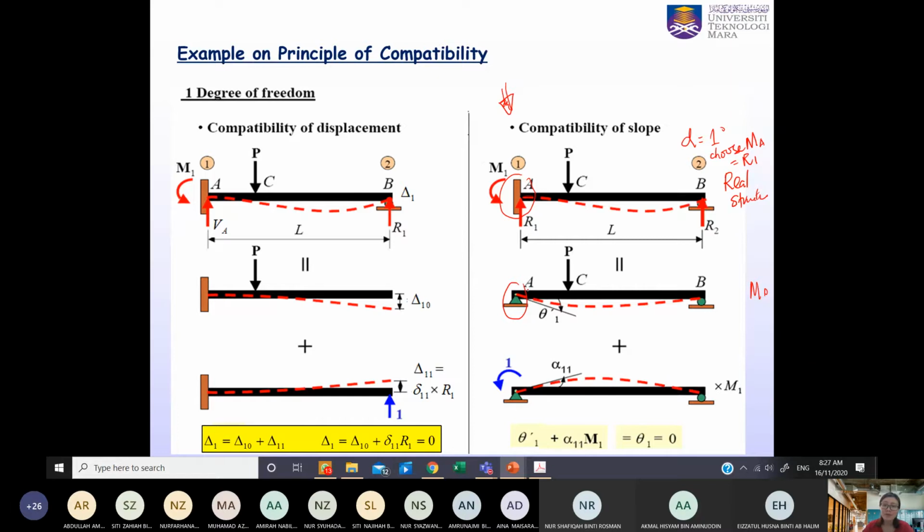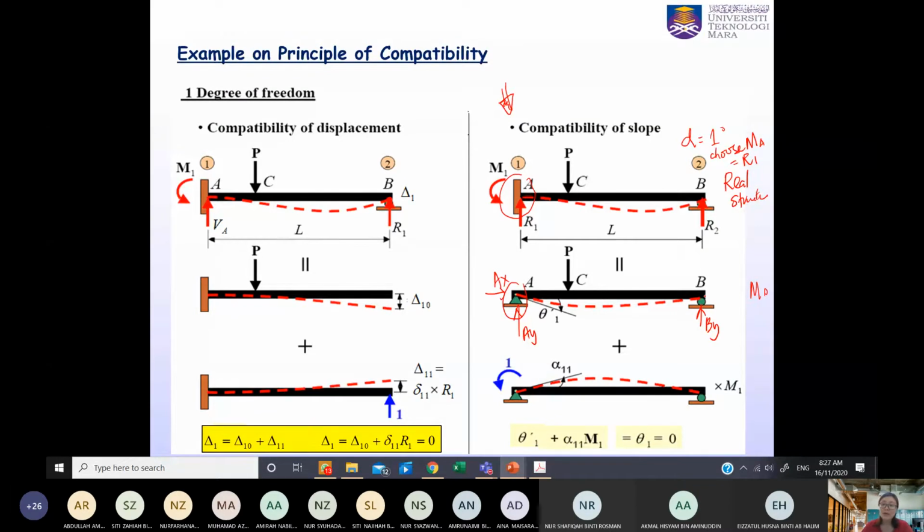Like for example here, instead of drawing the support, you just draw AY and AX. Then you will understand that MA has been removed because you have chosen MA as your redundant. So BY we do not remove it, so it's still here. Then this is your M node. You can just analyze it like a simply supported beam with a pin and roller at the ends.